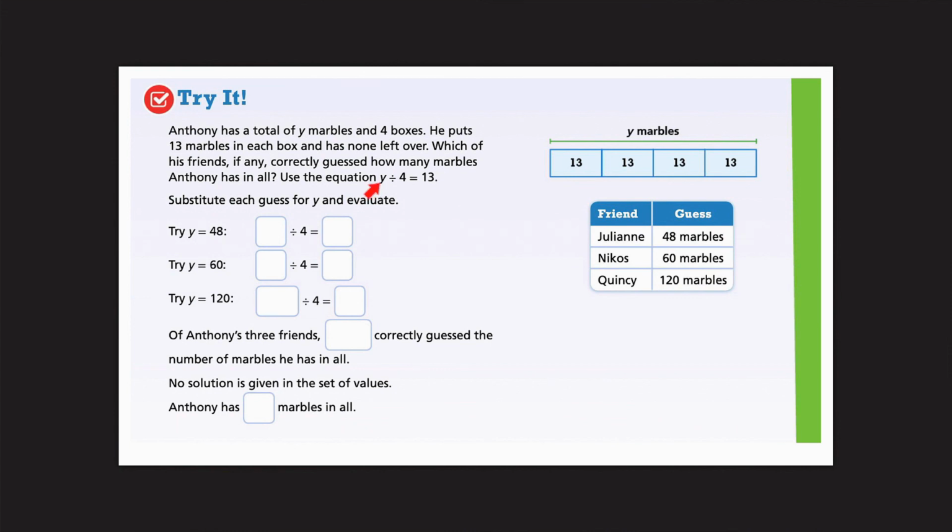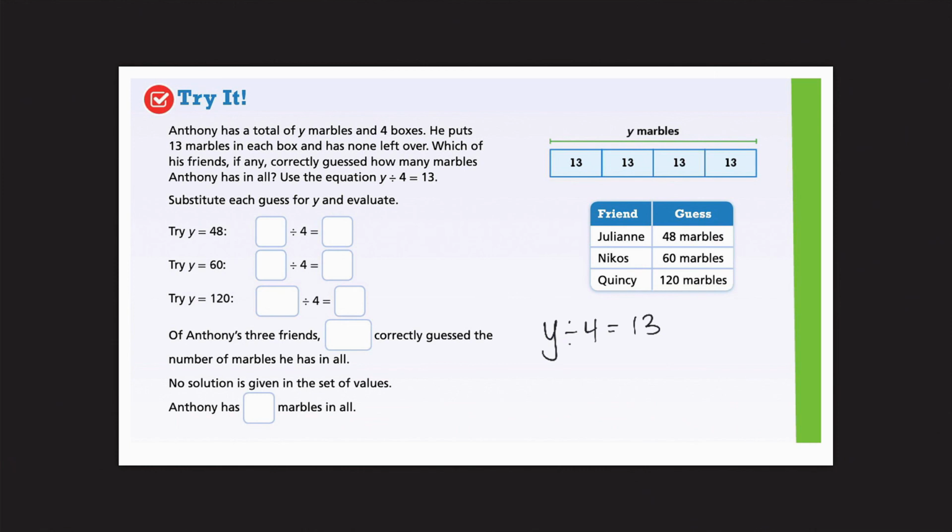Okay, so we have our equation that we're going to be using. It's y divided by 4 equals 13. So what you're going to do is put in your y value, which is the guess, so 48, 60, and 120, and you're going to find those values. You need to find out if any of Anthony's friends, Julianne, Nikos, or Quincy, came up with the solution of 13. Okay, so pause for a second and try those.